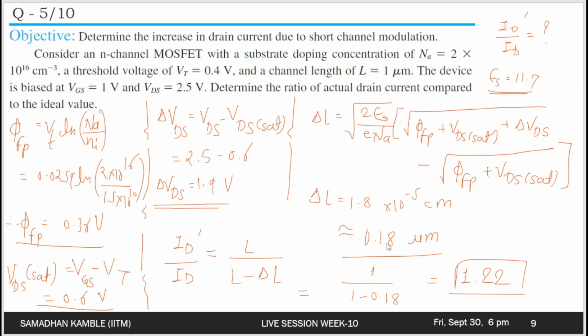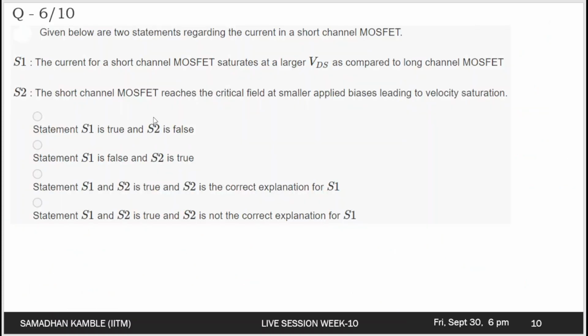Okay, so let us move to question number 6 then. This is again a conceptual question. Given below are two statements regarding the current in a short channel MOSFET. The first statement is the current for a short channel MOSFET saturates at a larger VDS as compared to a long channel MOSFET, and the second statement is that the short channel MOSFET reaches the critical field at smaller applied biases leading to velocity saturation. So this has been discussed quite in detail in the class.